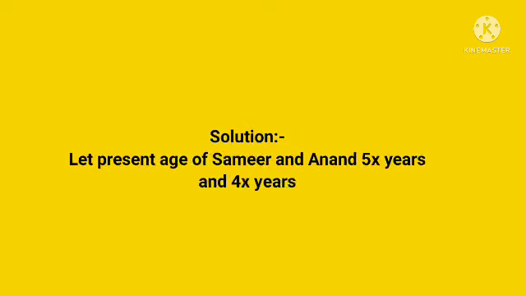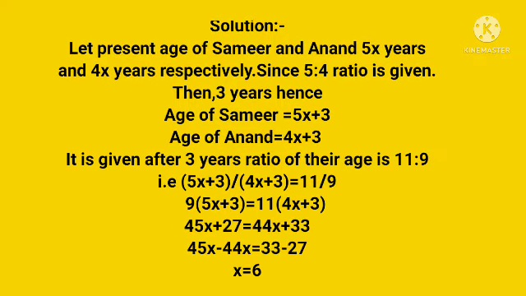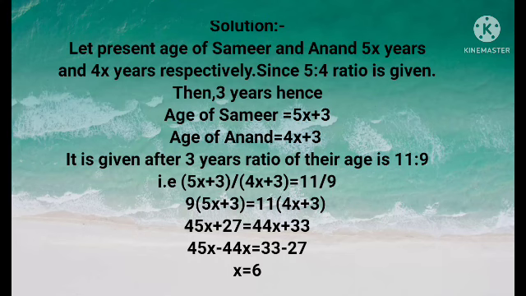Let's start to calculate. Let the present ages of Summer and Anand be 5x years and 4x years respectively, since the 5 to 4 ratio is given. Then 3 years hence, we add 3 years to each of their ages.